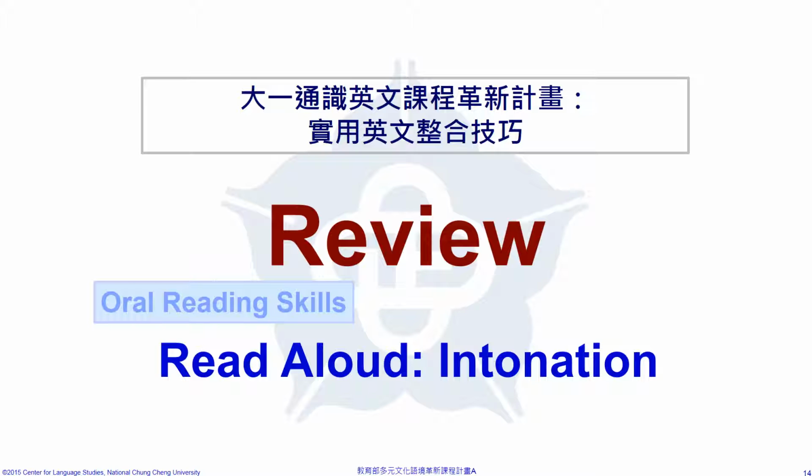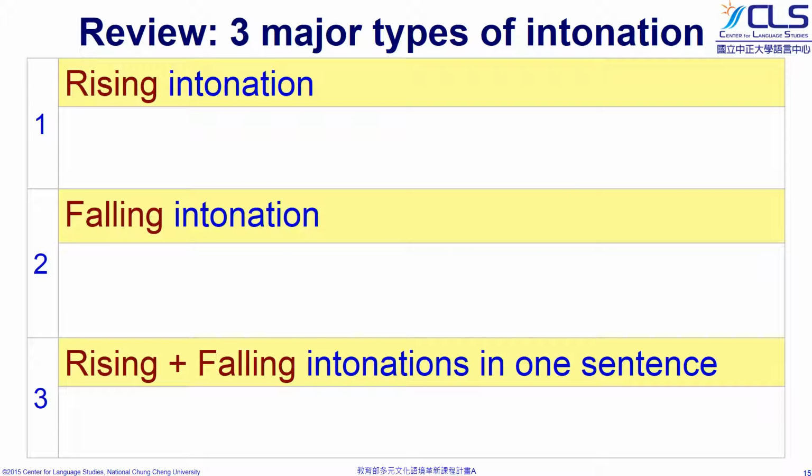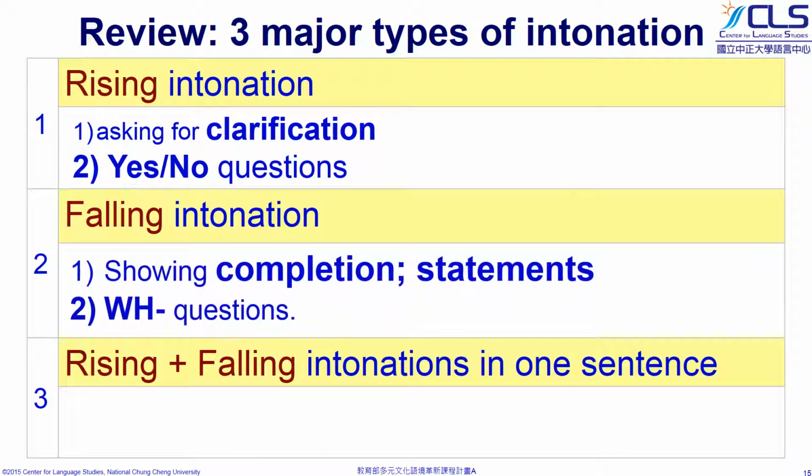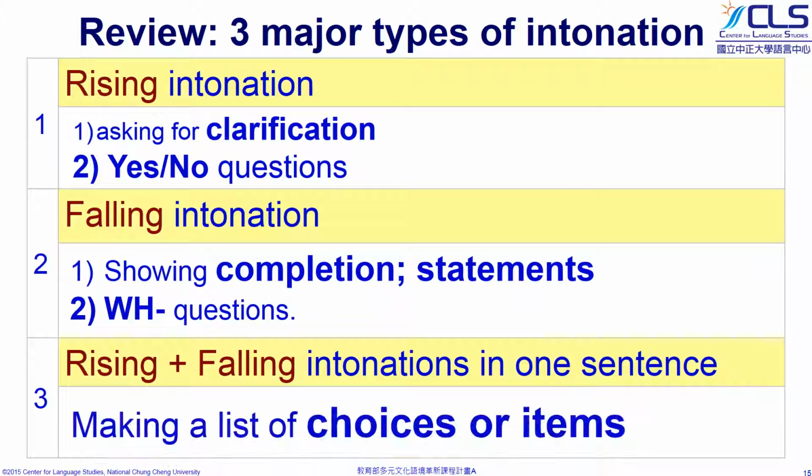Now, let's review the lesson. There are three major types of intonation. They are 1. Rising intonation, 2. Falling intonation, and 3. Rising and falling intonation. We should pay attention to the sentences and use proper intonation so as to avoid misunderstanding.